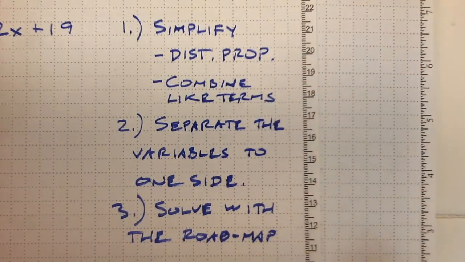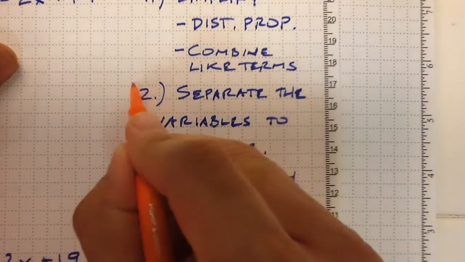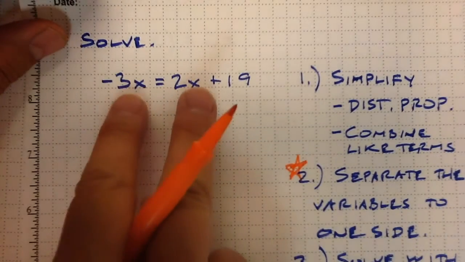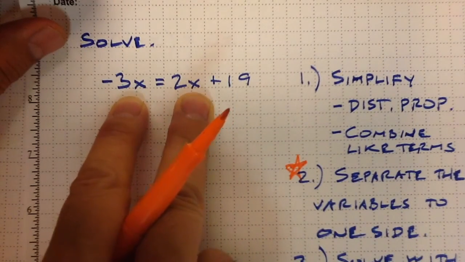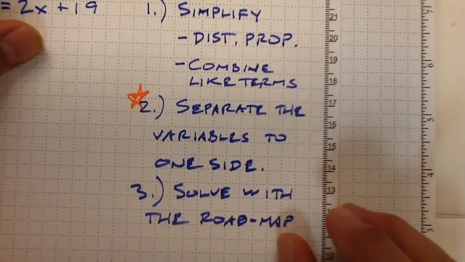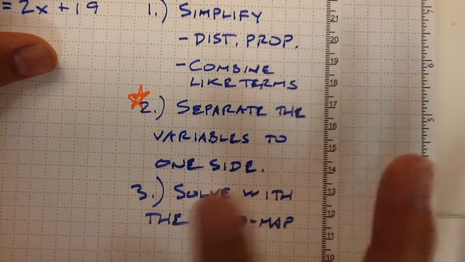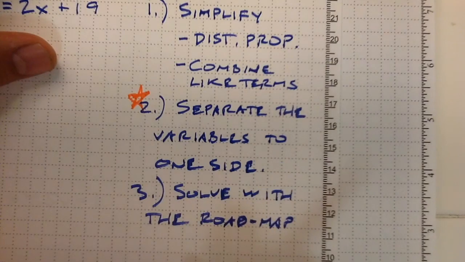All right, then here's the part we're adding in today. What's confusing about this equation compared to all the others we've done so far is the fact that we've got variables on both sides of the equation. And so our job in step two is to separate the variables to one side of the equation or the other. And it doesn't matter which one. You just want to do whichever is easier.